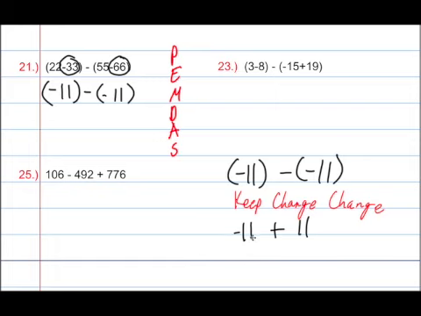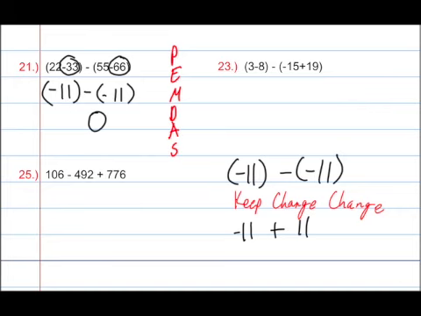So now we have that you owe me $11 and you have $11. What happens? You're broke. So it's 0. So this becomes negative 11 plus 11, which is 0.